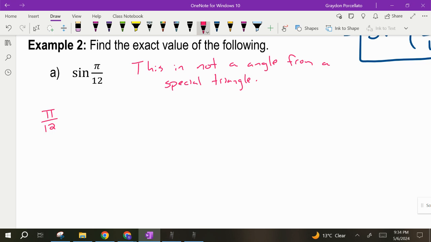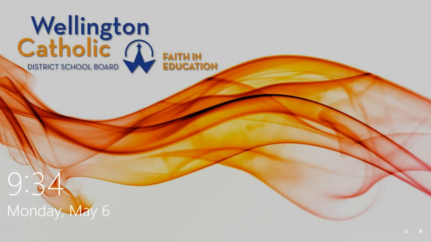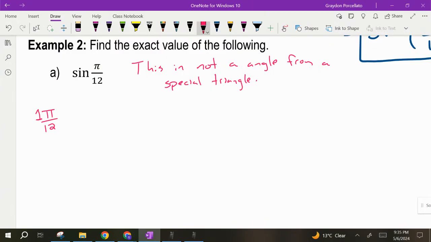And remember, this is like 1 pi over 12. Uh-oh, I'm going to pause this for 1 second. My computer froze, so I'm just going to do a quick little reset. Maybe you can still hear me, maybe you can't. There we go.